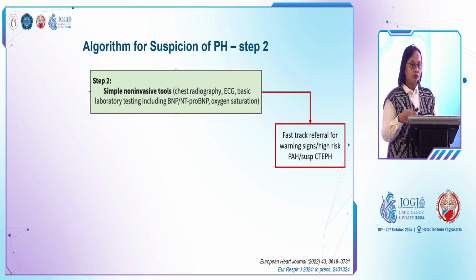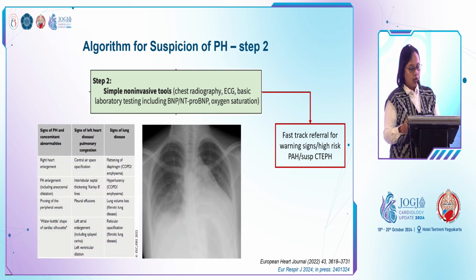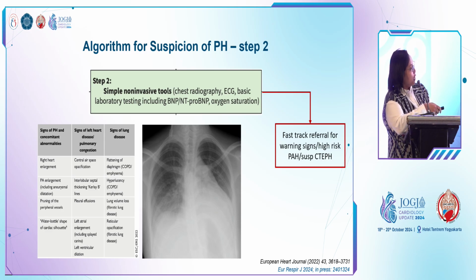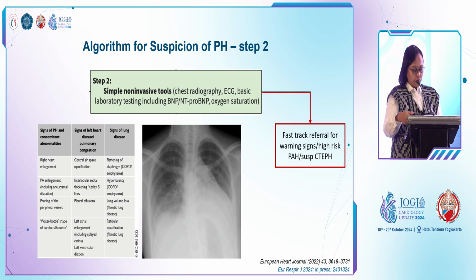So yeah, if you see the warning sign of PAH, which is right heart failure, then you have to directly refer to the PH center. This is the sign on chest X-ray for pulmonary arterial hypertension: right heart enlargement, notching of the pulmonary artery, sometimes pruning of the peripheral vessels if it's in congenital heart disease.